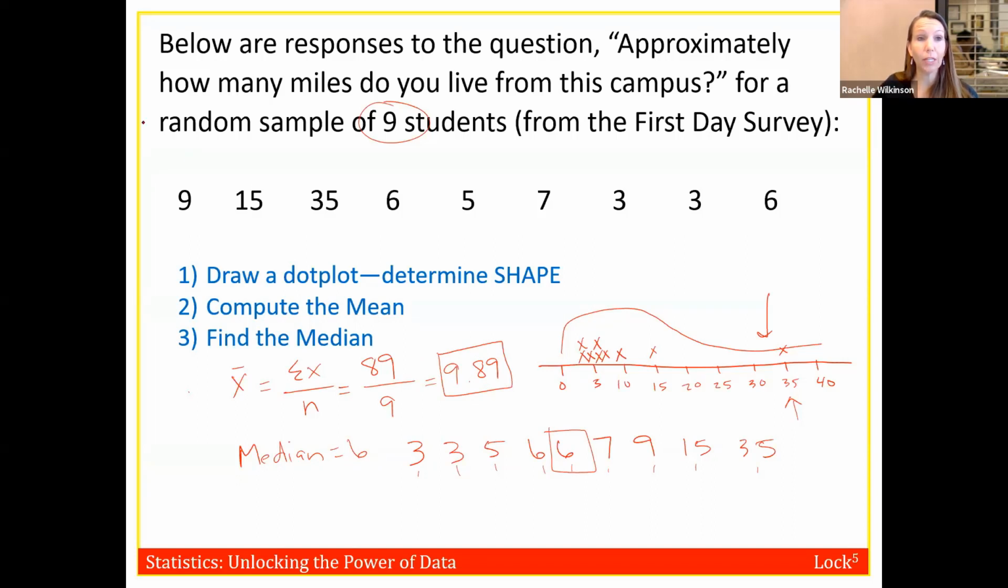In this case, they're pretty different from each other. So which one is going to be a better measure of center for this data, the mean or the median? Should we go with 6 or should we go with the almost 10? The median, right? Because the median is resistant.